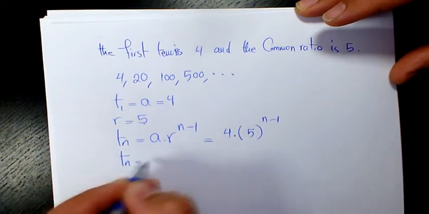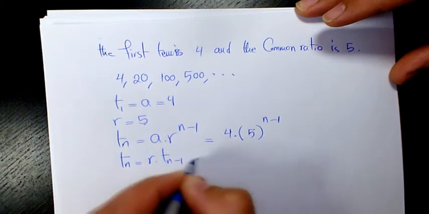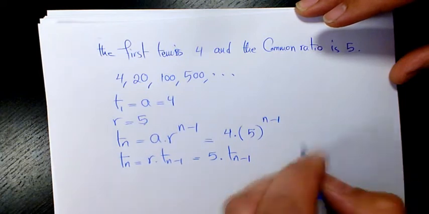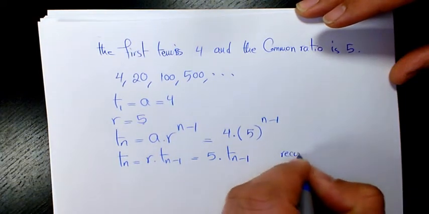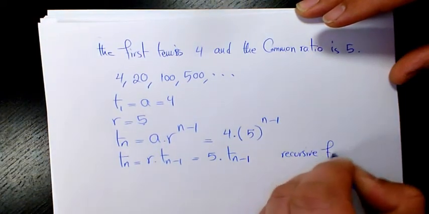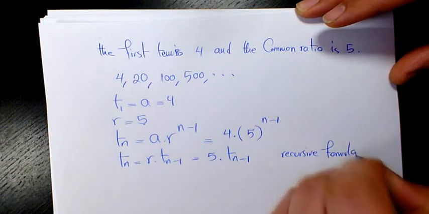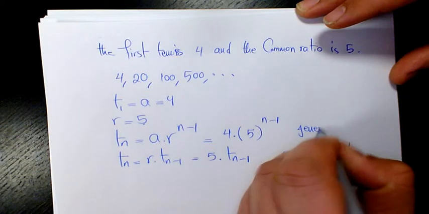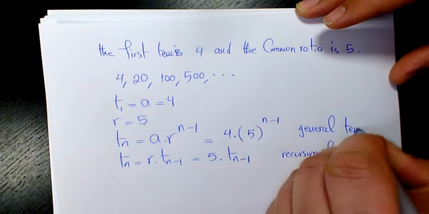So Tn equals r times Tn minus 1, 5 times Tn minus 1. That's the recursive formula. And this one is the general term.